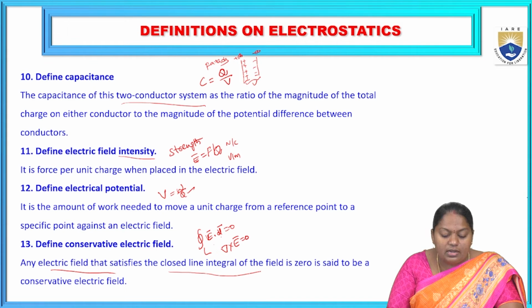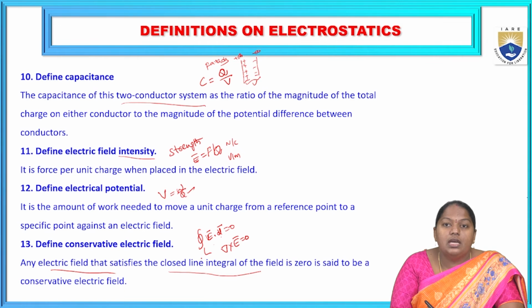Next is define conservative electric fields. Any electric field that satisfies the closed line integral of the field being zero. Closed line integral means we are representing it with the integral over L, where closed means we are considering an electric field that satisfies the closed line integral over L.